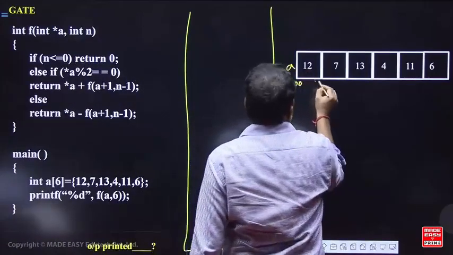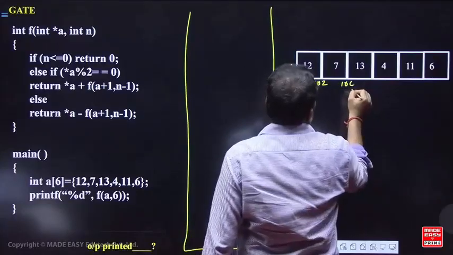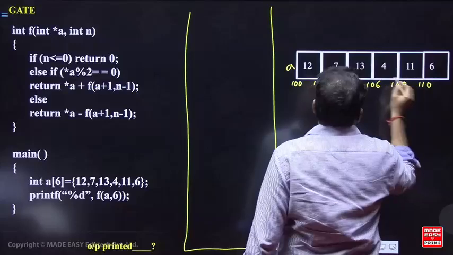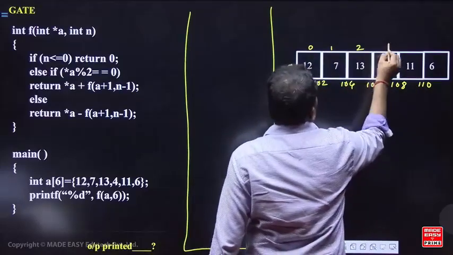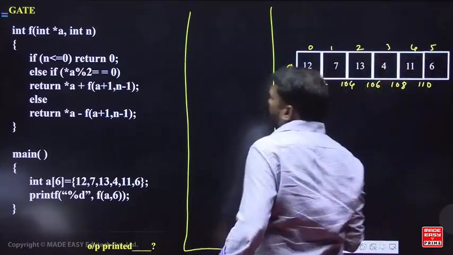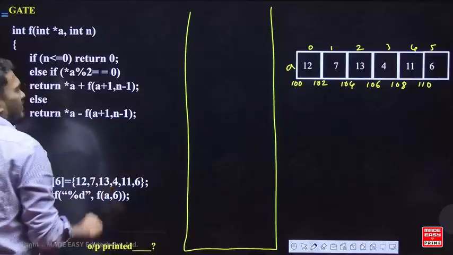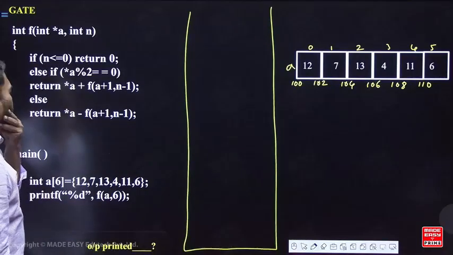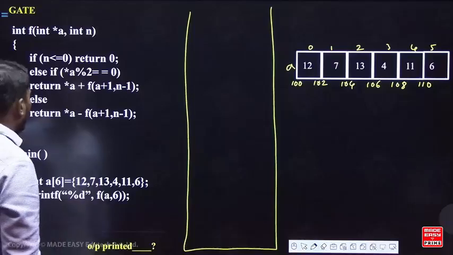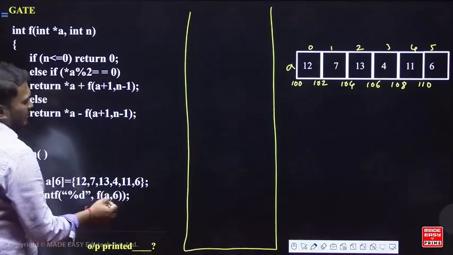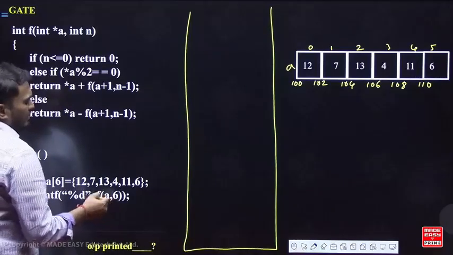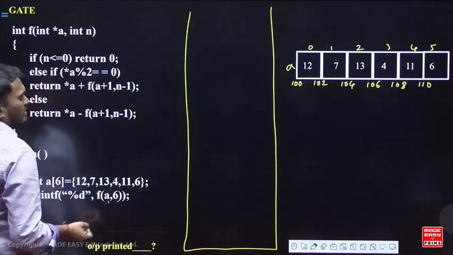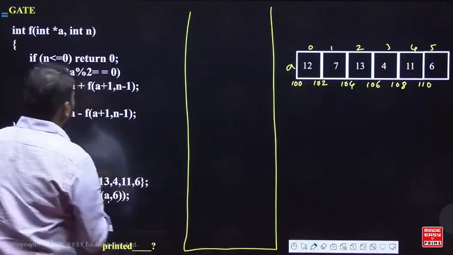Let's take the base address 100, 102, 104, 106, 108, 110. So let's say you have indices 0, 1, 2, 3, 4, 5. In the main function you are having this array: 12, 7, 13, 4, 11, 6. In the printf you are calling the function f. You are passing f of a comma 6. So a is the base address of the array.